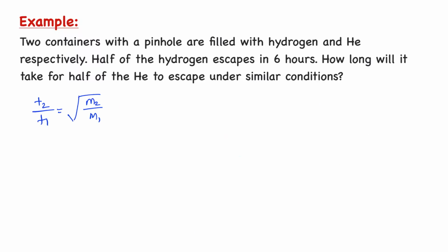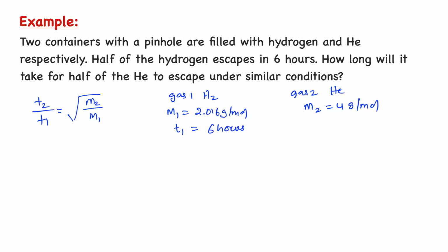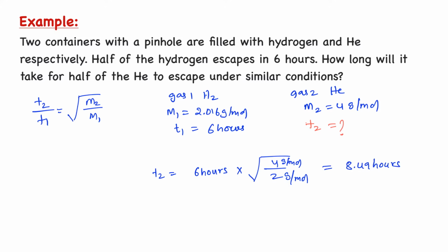The molar mass of helium is 4 grams per mole. Molar mass of hydrogen is 2.016 grams per mole. And time taken for hydrogen is 6 hours. And we need to calculate the time taken for helium to effuse. If we plug in the values, we get T2 is equal to 8.49 hours. The time taken for helium to effuse the same amount of gas is more than that of hydrogen, and this is because the molar mass of helium is higher than that of hydrogen.